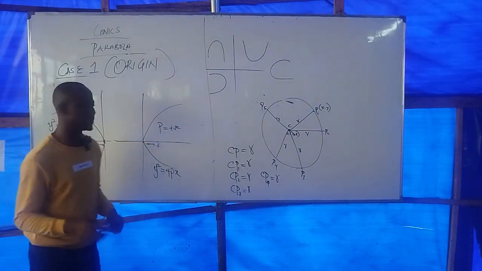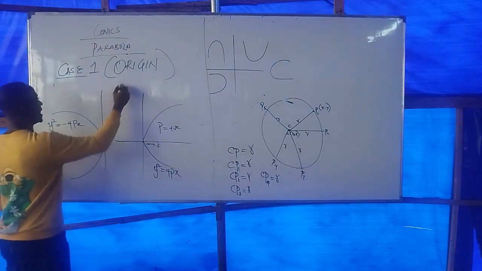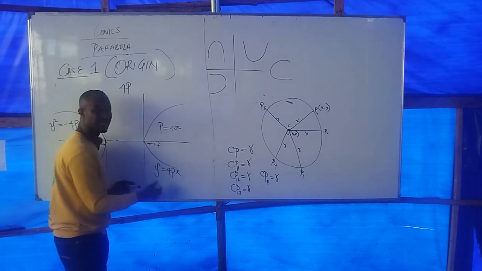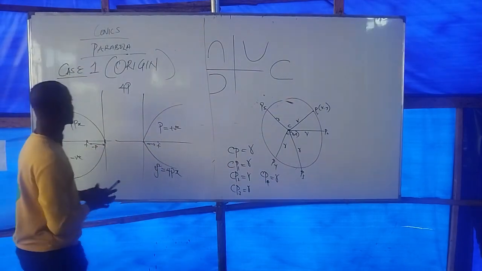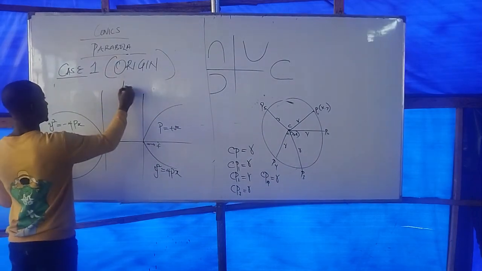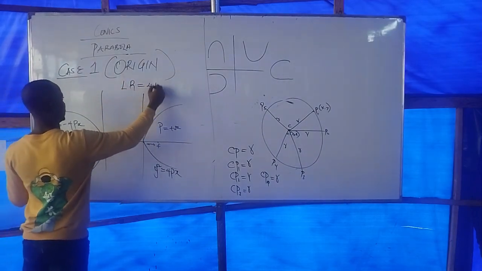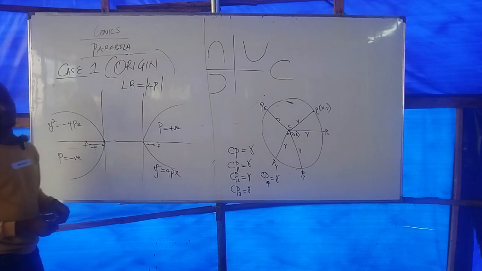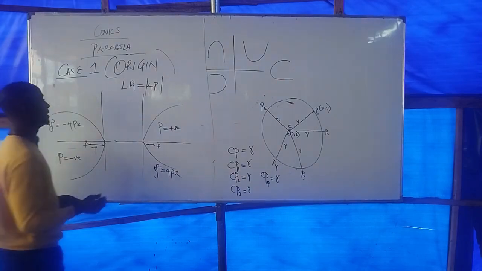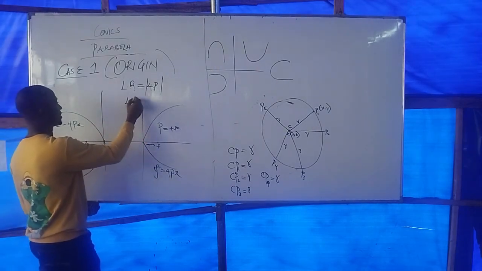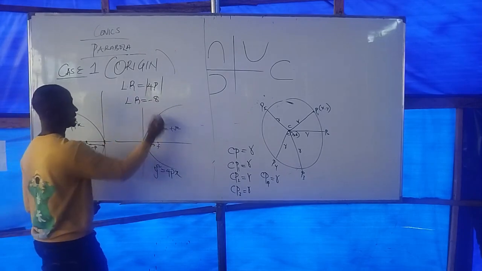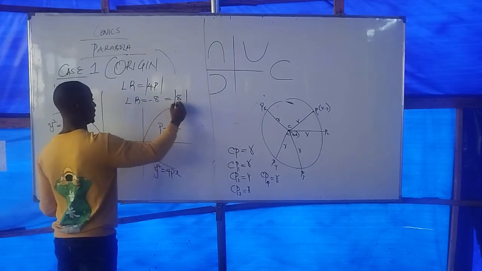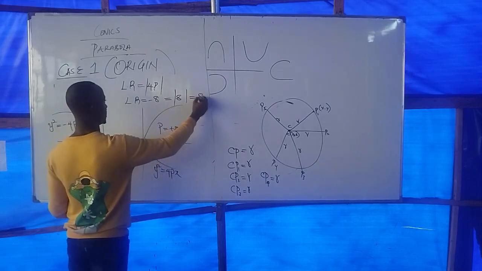But don't forget that we said our latus rectum is described as 4p. That simply means the value of this 4p represents the latus rectum. So the latus rectum is given as the absolute value of 4p. Meaning, if at the end of the day we have the latus rectum equal to minus 8, the answer becomes plus 8, which is the absolute value of minus 8, and that will give us 8.